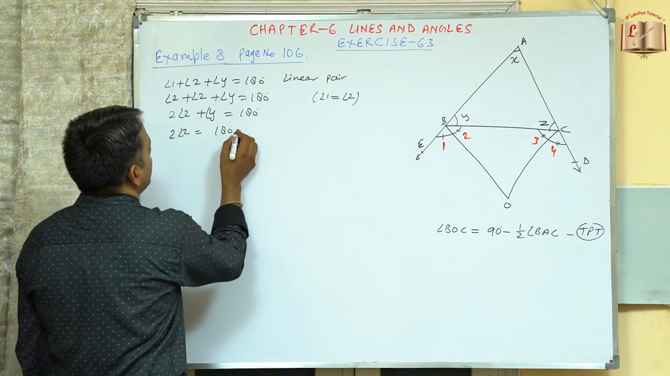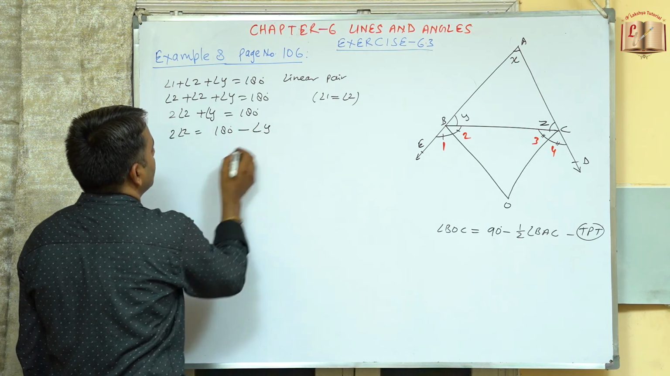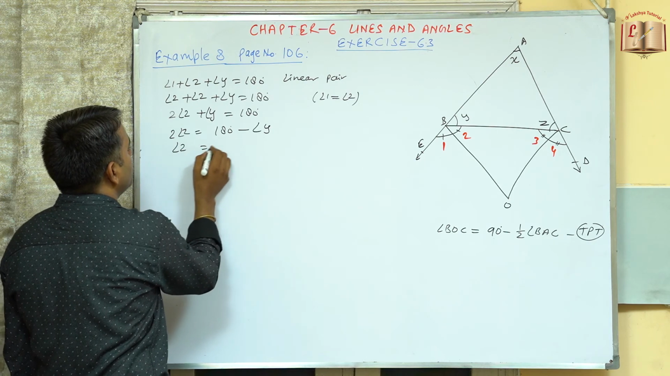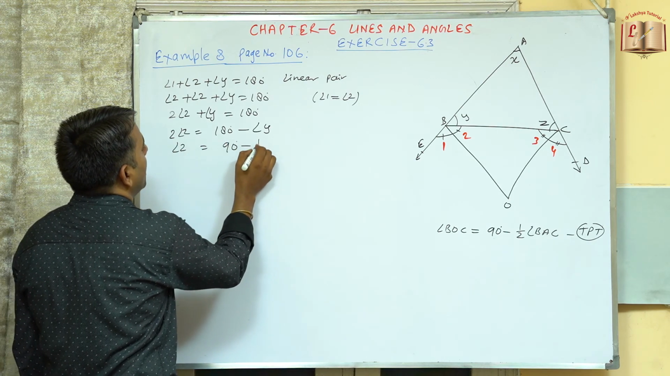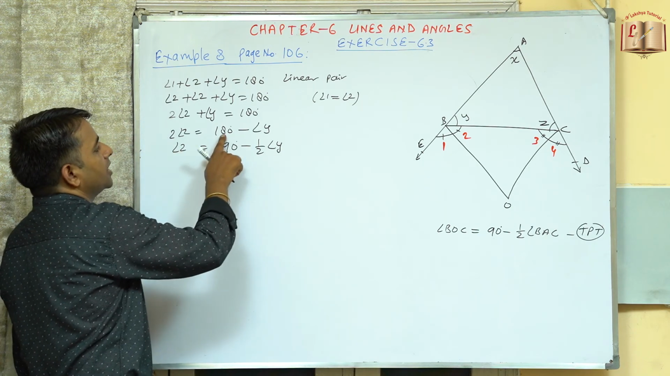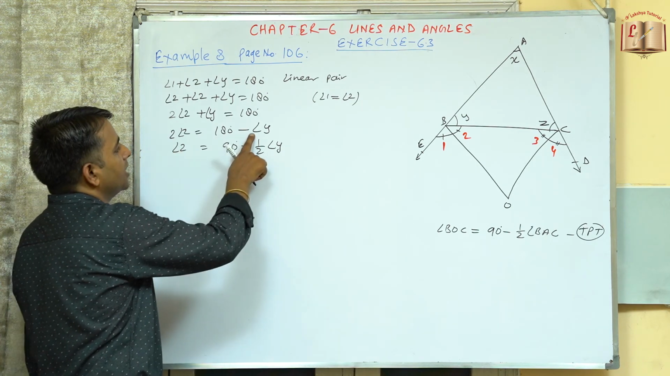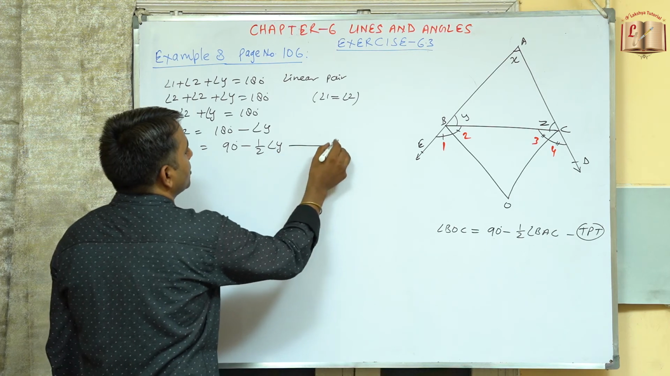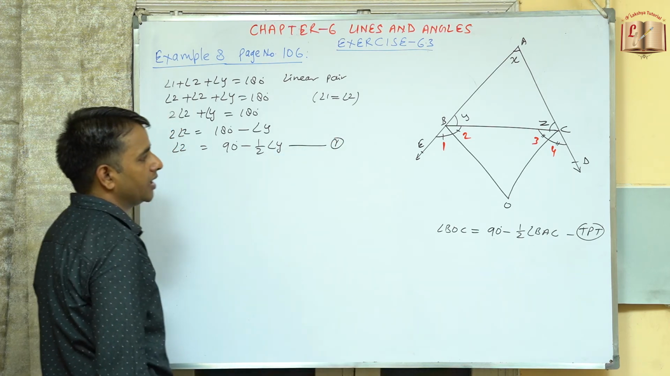Twice of angle 2 will be equal to 180 degrees minus angle y, or angle 2 will be equal to 90 minus half of angle y. Dividing by 2, we get 90 and half of angle y. So this is equation number 1.